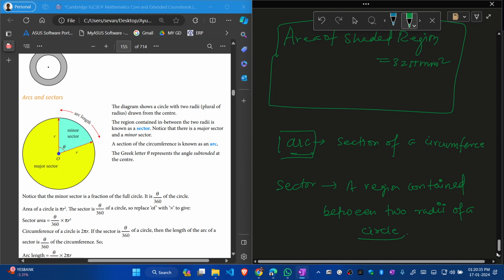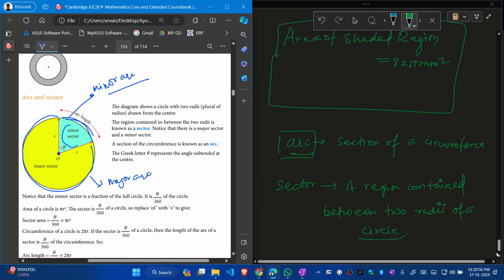Can you see this one? This is the arc length. This small arc is the minor arc, and this is the major arc. The area contained between these two radii by this minor arc is the minor sector. The area contained by this major arc and two of the radii is the major sector.